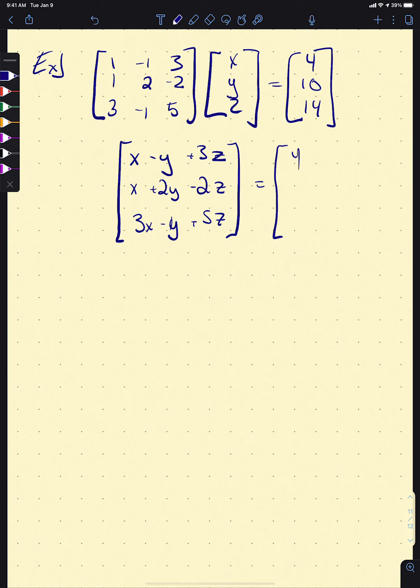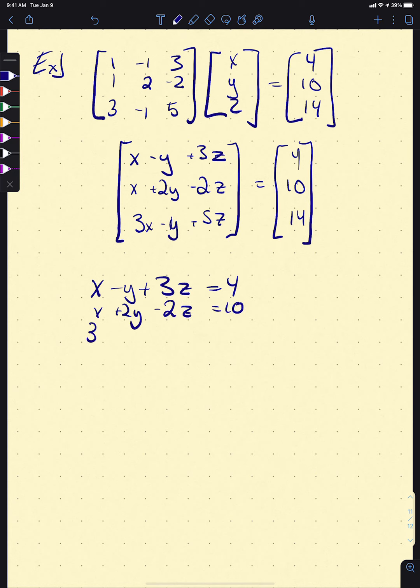And that's still going to equal 4, 10, 14, okay? But remember, when two matrices are equal, they're equal on all of their elements, right? So this means that x minus y plus 3z equals 4, that x plus 2y minus 2z equals 10, and 3x minus y plus 5z equals 14.